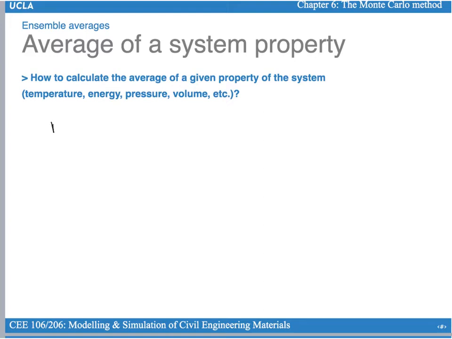For example, if you are in the NVE ensemble, the microcanonical ensemble, then the average of a given property would be typically quite easy to calculate.